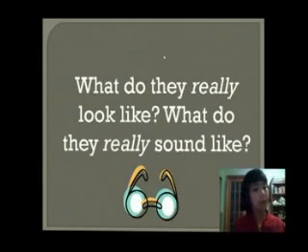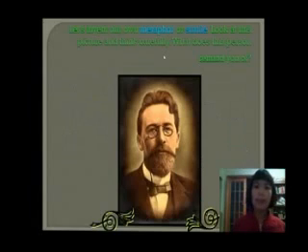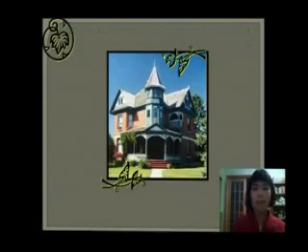What do they really look like? What do they really sound like? Let's invent our own metaphor or simile. Look at this picture and think carefully. What does this person remind you of? Pause your presentation to think of your own metaphor or simile. Okay, great to see that you're back.